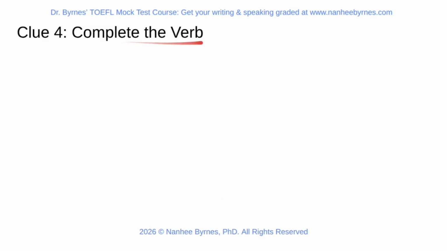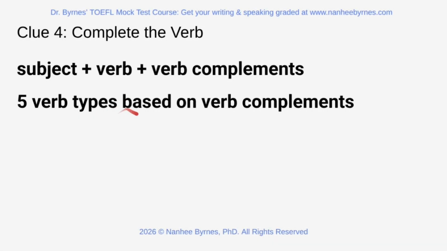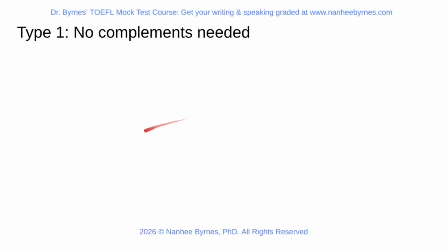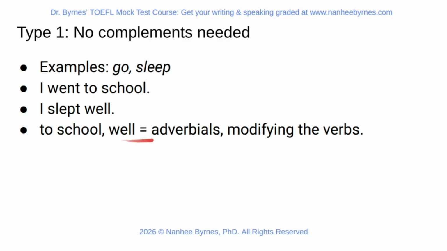Clue 4. Complete the verb. Once you figure out the subject and the main verb, the next step is to complete what the verb requires. Different verbs require different kinds of complements, which creates different sentence patterns. In English, we can think of 5 main types. First, some verbs do not need an object at all. For example, verbs like go or sleep. Examples: I went to school. I slept well. Here, to school and well are modifiers. They add information, but they are not essential to the sentence.